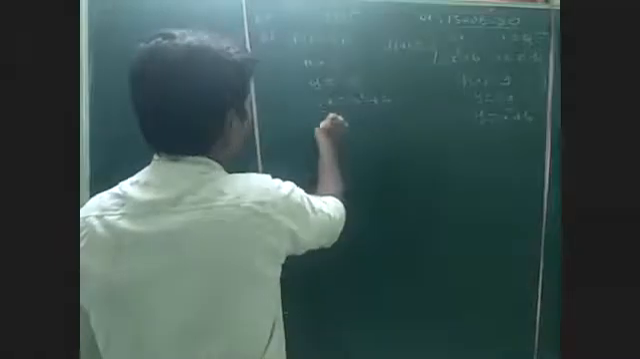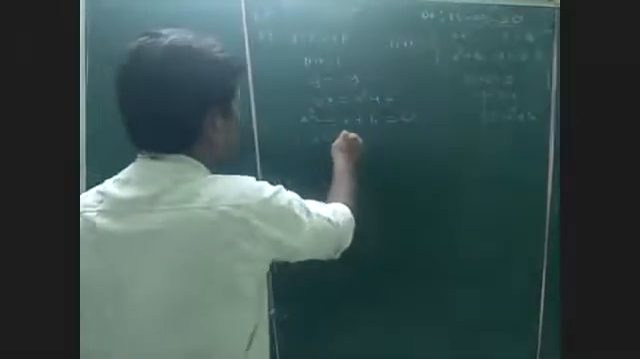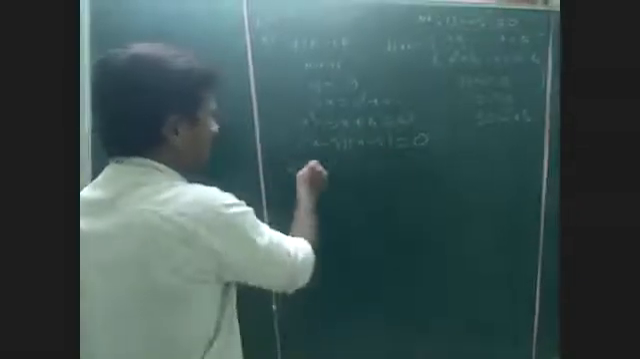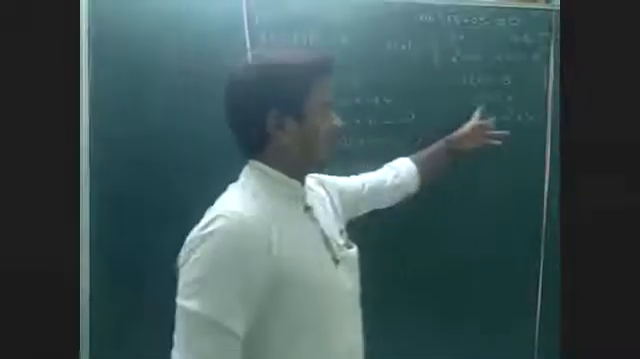So x square minus 5x plus 6 equals 0. This can be written as (x minus 3) into (x minus 2) equals 0. The factors of 6 are 3 and 2, with sum minus 5. So the x values are 2 and 3. At 2 and 3 it is always continuous. Okay, so different curves will be there.